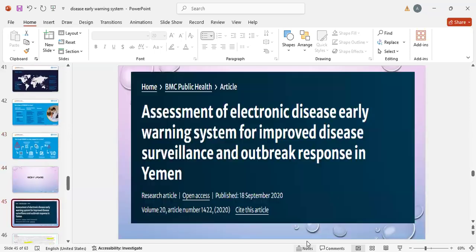Now coming to the recent updates. Our first article is assessment of the electronic disease early warning system for improved disease surveillance and outbreak response in Yemen.